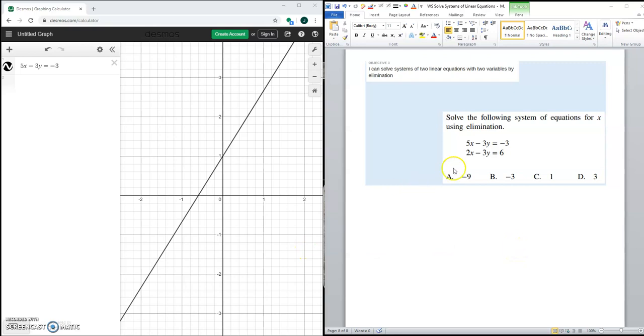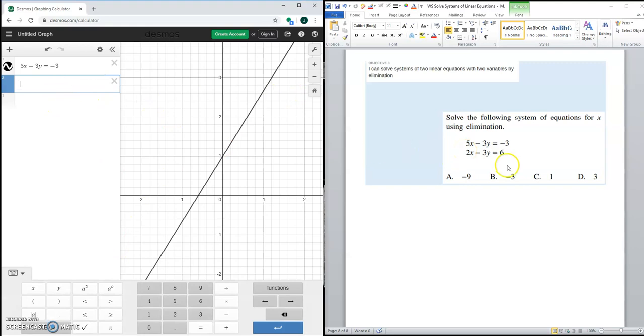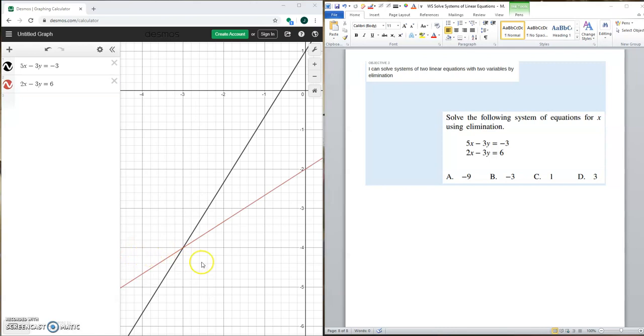So for the first function, I now have this line. You will open up another window and plug in the next line. Here are your functions, and this intersection point right here is your solution. It says on the question for you to get the x value. That means that between x and y here, -3 and -4, your answer should be the x value, which is -3.